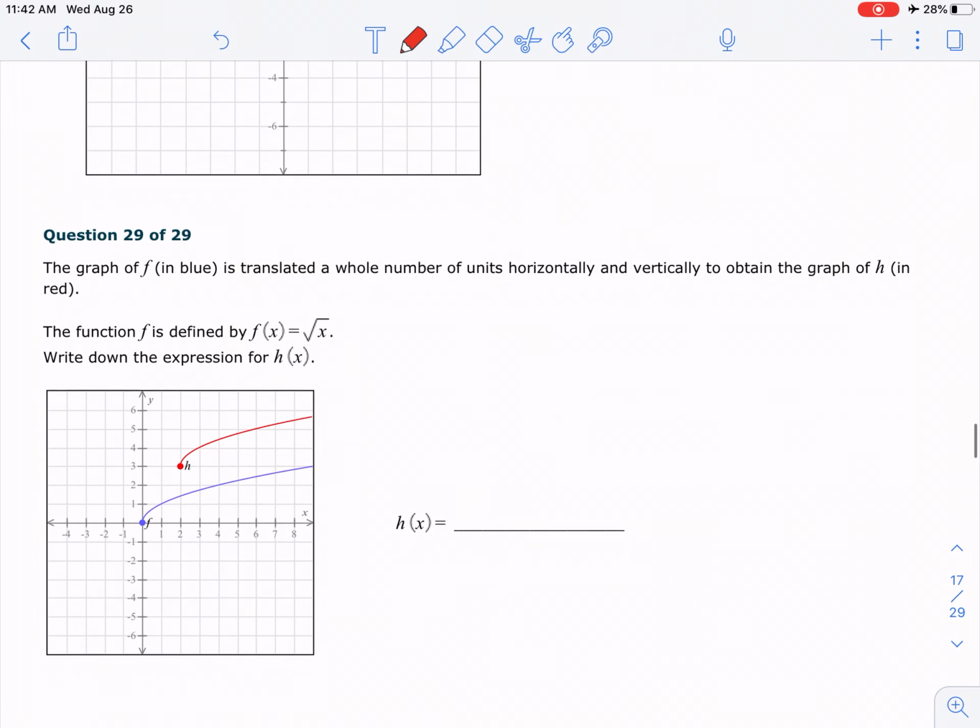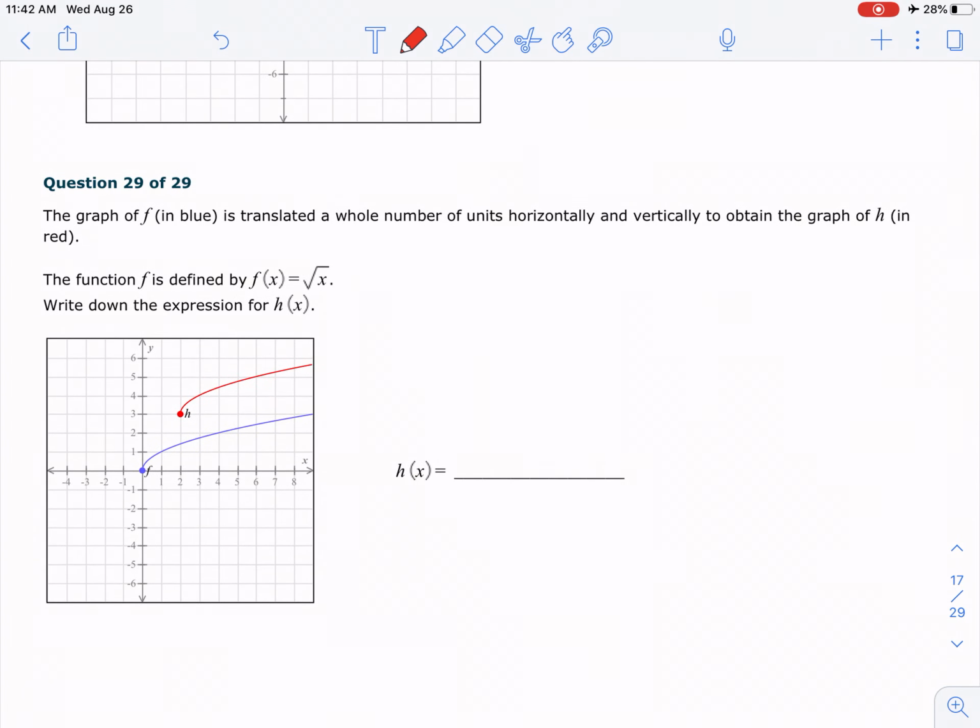Now for number 29, it's the opposite. They give you the graph and you write down the new function. So you can see right here, we go from here to here. So how do we do it? We go to the right 2 and we go up 3. To the right 2 is a negative, right? Right is negative, left is positive. So I'm going to have, and this is a square root function, square root to the right 2 and outside up 3.